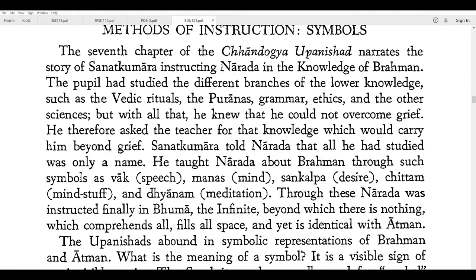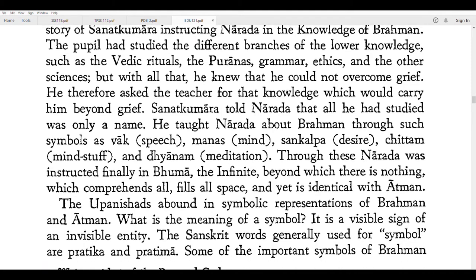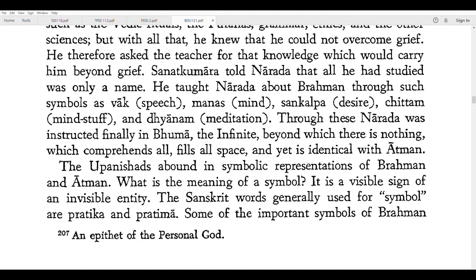He taught Narada about Brahma through such symbols as Vak, speech, Manas, mind, Sankalpa, desire, Chittam, mind stuff, and Dhyanam, meditation. Through these, Narada was instructed finally in Bhuma, the infinite beyond which there is nothing, which comprehends all, fills all space, and yet is identical with Atma. The Upanishads abound in symbolic representations of Brahma and Atma.